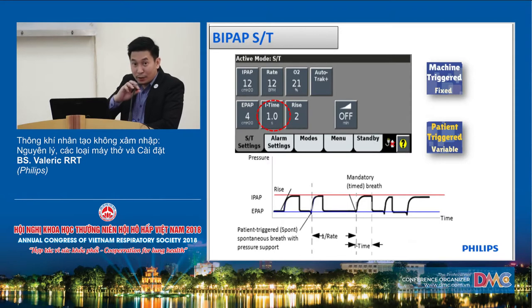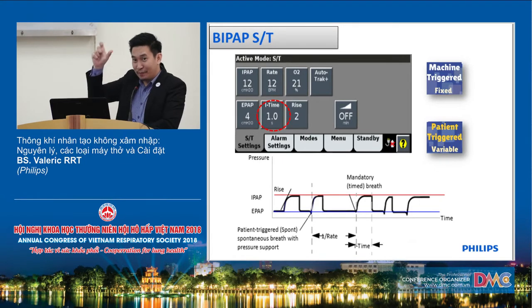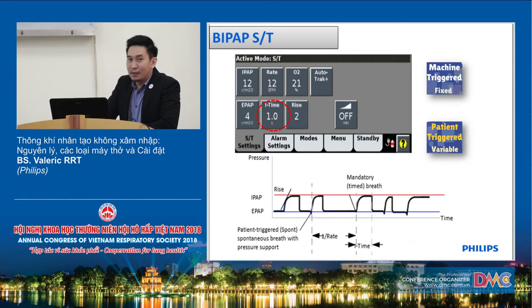In addition, doctor, if the patient is able to sustain the I time, the respiratory time, you might as well go to BiPAP ST mode to give more patient comfort as well. Okay, thank you.